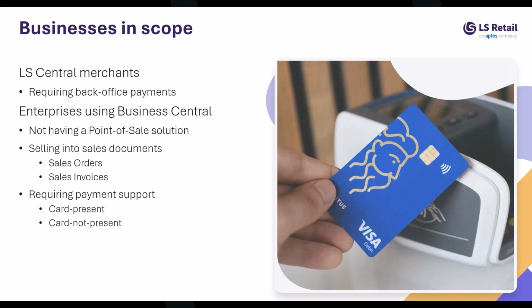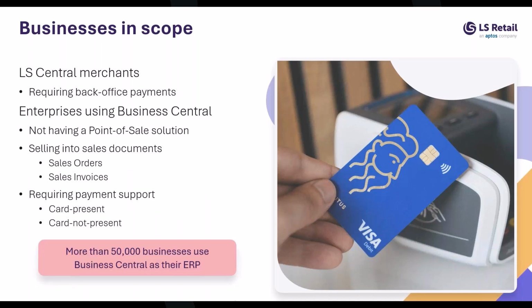So these were just two examples of businesses in scope, but as we've heard from Microsoft, there are now more than 50,000 businesses worldwide that use Business Central as their ERP system, and this number is expected to grow to 70,000 in the next 5 years. And I think we can all realize, based on the examples that I just mentioned, that a healthy portion of these businesses will have the need to accept payments.